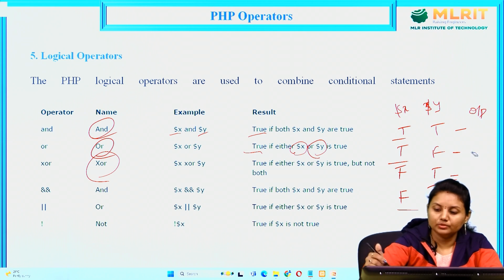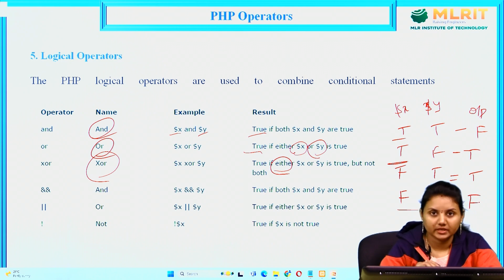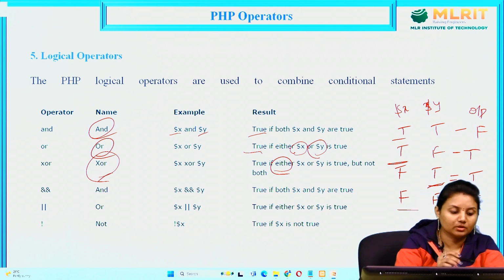So, when true, it is returning false. If either of x or y is true, that means one is true, it is returning true. If both are true or both are false also, it is returning false. So, that is XOR operation.